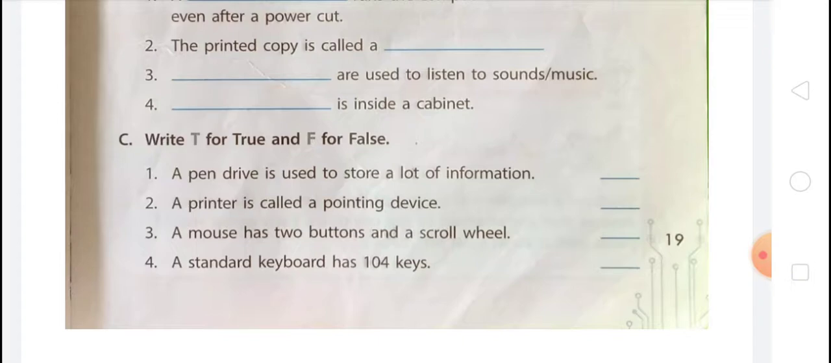Third, a mouse has two buttons and a scroll wheel. The mouse has two buttons and a scroll wheel. A mouse helps to point, move and select an item or object on the monitor. So that is true. Question 4, a standard keyboard has 104 keys. That is also true, because a standard keyboard has 104 keys.